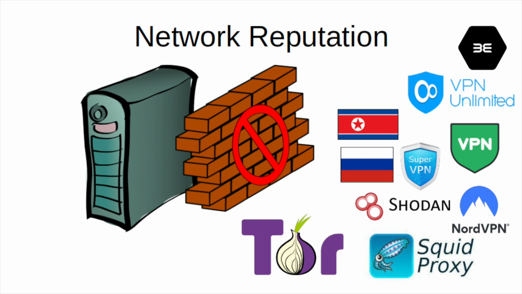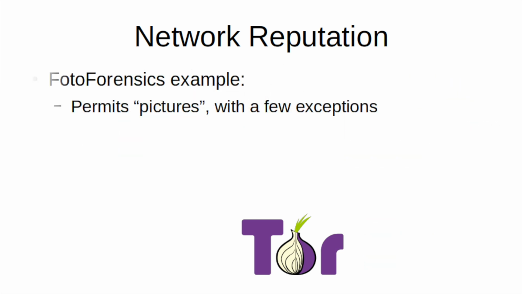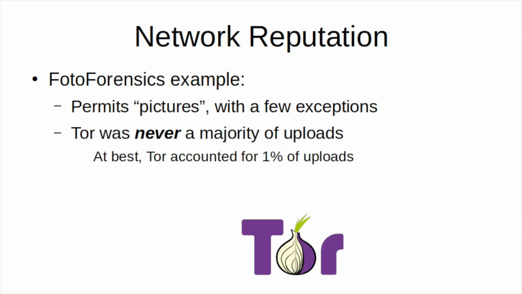As an example of this, let's just consider Tor, the onion routing proxy network. My photo forensics service permits people to upload pictures, but there are a few exceptions. No porn, no identity cards, nothing that facilitates an illegal activity, and so on. In the history of my service, Tor has never been a majority of the uploads. At best, Tor accounted for about 1% of the uploaded content.